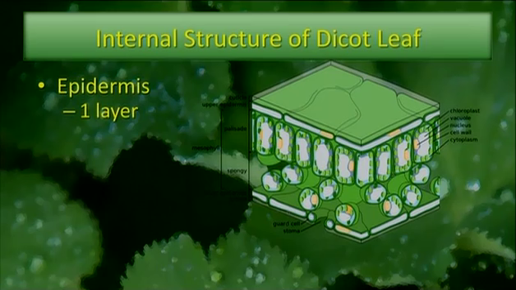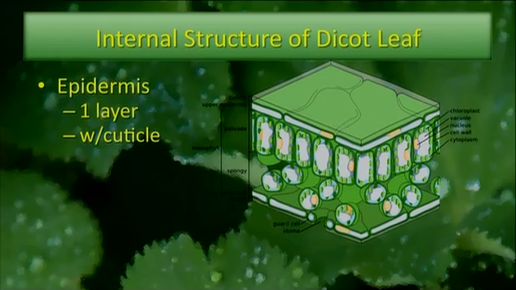The lower epidermis sometimes tends to be thinner than the upper epidermis, and there are usually more stomates in the lower epidermis, but we'll get into that in a little bit. So the epidermis has a layer of cuticle. Remember, cuticle is made of wax and cutin. It kind of waterproofs the leaf and keeps the plant from losing too much water. So this actually is supposed to depict cuticle.